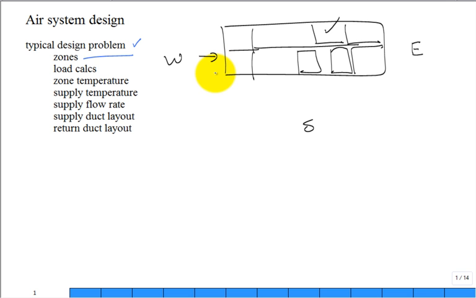Believe me, that west in Texas is going to be the brutal side from noon on in August, right? So then what you do is a load calc. What's that mean? You find out the hottest day in the summer and what is Q getting in that I have to remove, and how are you going to remove that Q? How do you remove heat that's in this room? You remove it by dumping in cold air. That's how you remove it.